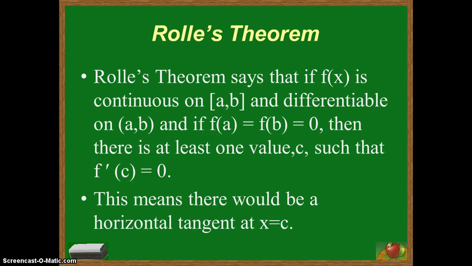First of all, there's a theorem called Rolle's theorem, and it says that if you have a function f of x and it's continuous on closed interval [a, b], differentiable on open interval (a, b), and if f of a, the endpoints, equals f of b equals 0, then there's at least one value c such that f prime of c, the derivative, equals 0. This would mean that there's a horizontal tangent at x equals c, because the slope of the tangent is the derivative.